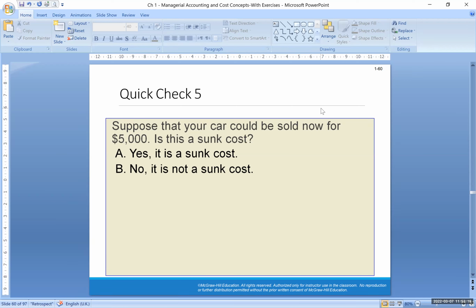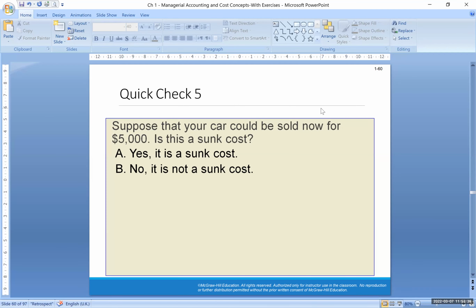Quick check 5. Suppose that your car could be sold now for 5,000. Is this a sunk cost? Be careful, I'm talking about 5,000 now, which is called the market price or the fair market price of my car. Is it a sunk cost?